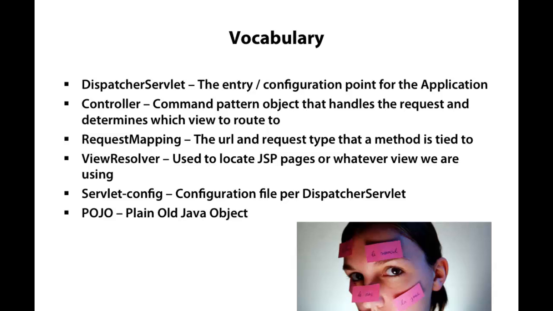And then two other terms. A POJO, if you haven't heard it before, it's just a plain old Java object. Generally it has a no arguments constructor and private member variables exposed through getters and setters. And then a bean, which isn't really unique to Spring, but when I'm talking about a Spring bean, it's a Spring configured POJO. So it's a POJO that we've instantiated through Spring, actually in our servlet config, and it's wired up to be used inside of our framework.